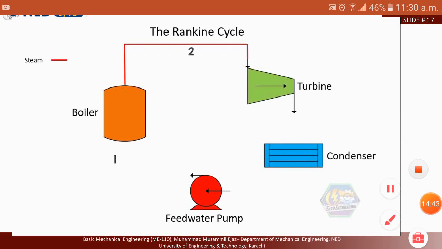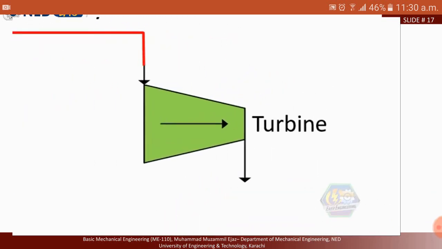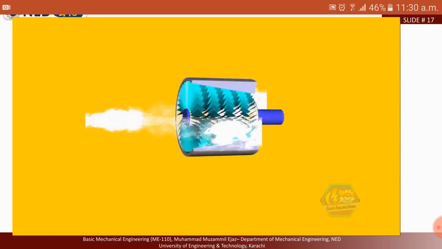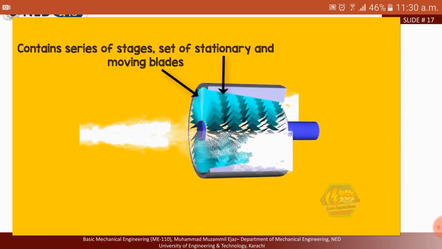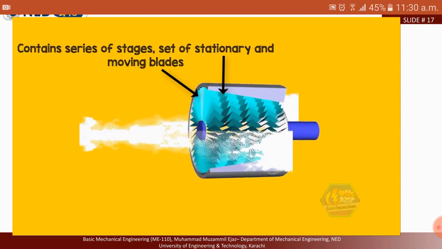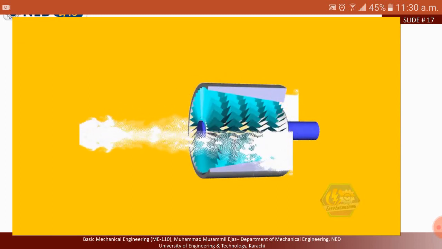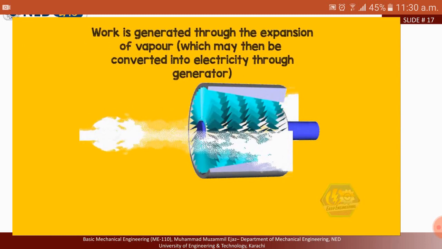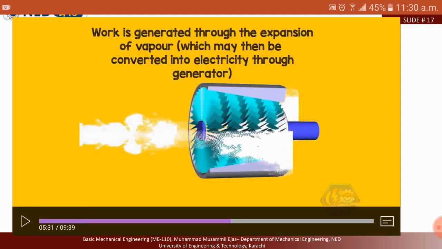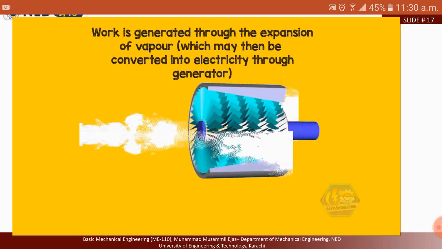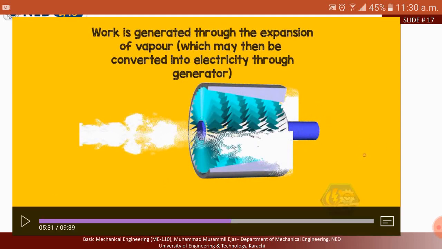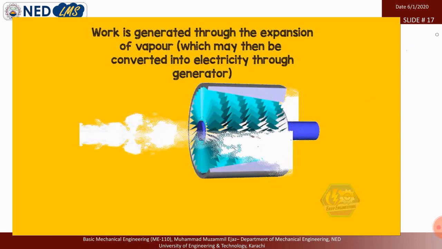Now, steam can be used in the next process, which is the process 2 to 3, turbine. Turbine is a work generator equipment. It contains a series of stages or a set of stationary and moving blades to perform its function. By using the steam, work is generated through the expansion of vapor, which may then be converted into electricity through a generator. So this steam rotates the turbine blades, and by the moving of the shaft, which is connected with the generator, the generator produces high voltage electricity, which can then be transferred by the transmission lines to our domestic or commercial areas.